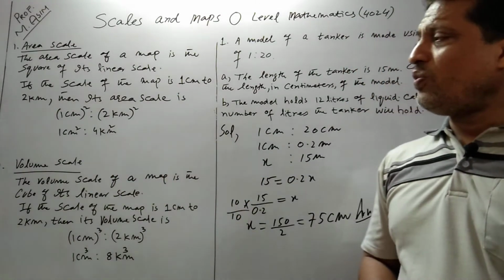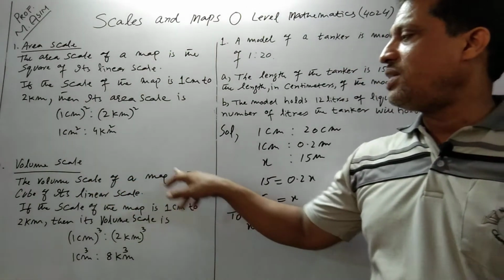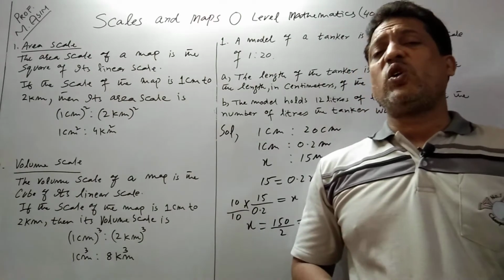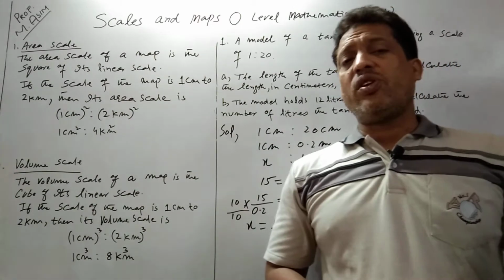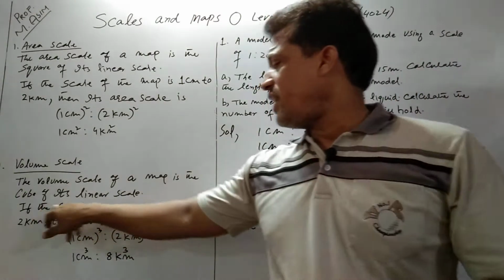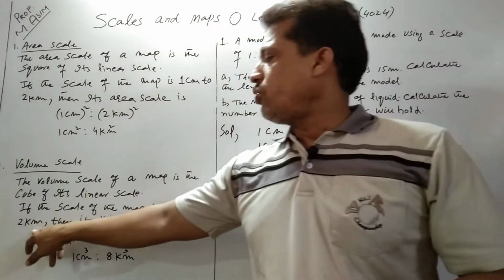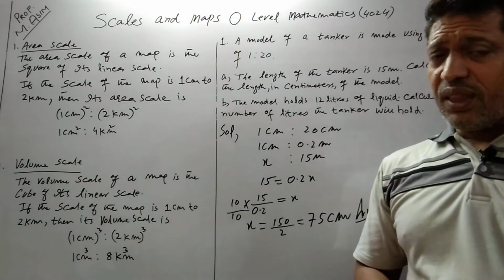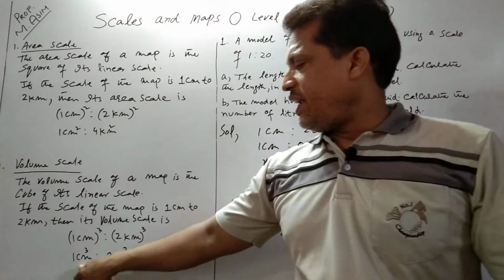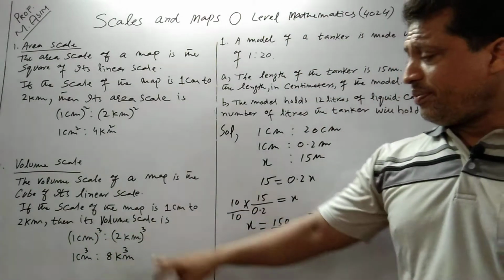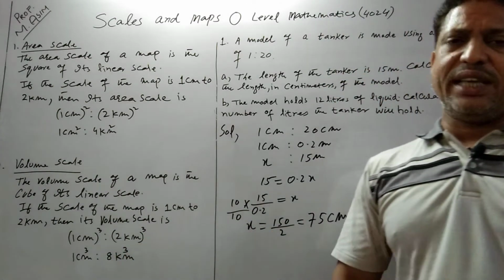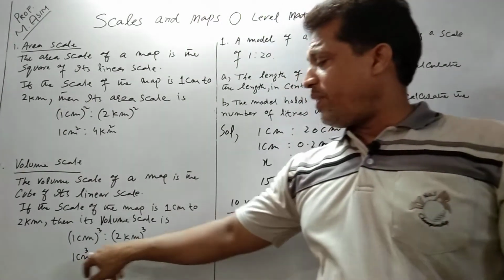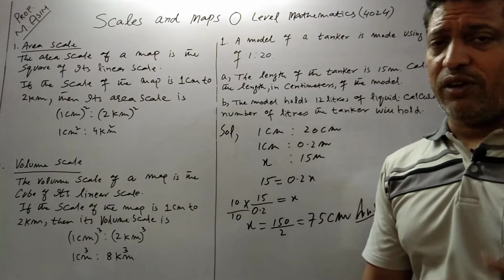Definition number 2, volume scale. The volume scale of a map is the cube of its linear scale. It means if you are given a linear scale, you just take the cube on both sides to convert it into volume scale. For example, if the scale of the map is 1 centimeter to 2 kilometer, then its volume scale is 1 centimeter cube to 2 kilometer cube. 1 centimeter cube is 1 centimeter cube, and 2 kilometer cube is what? 2 cubed is 8, km cube is km cube. So it means 1 centimeter cube on the map represents 8 kilometer cube on its actual value.